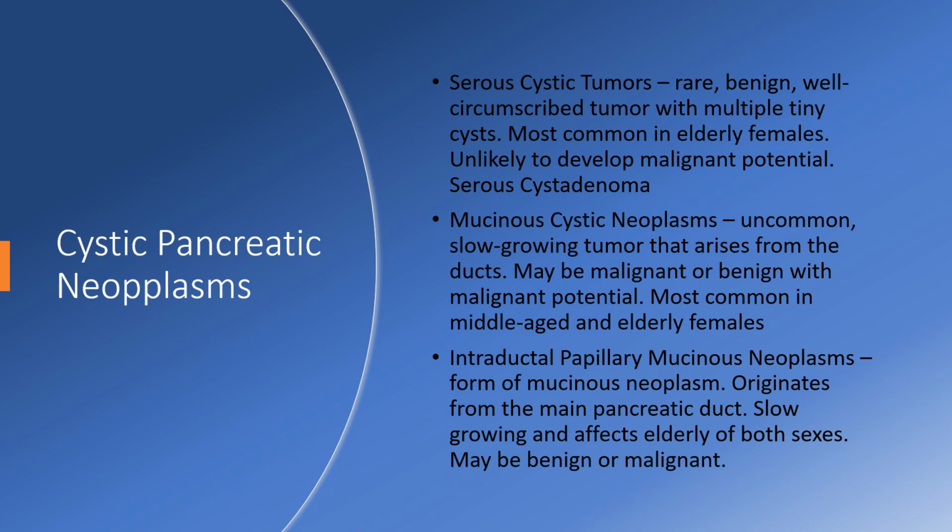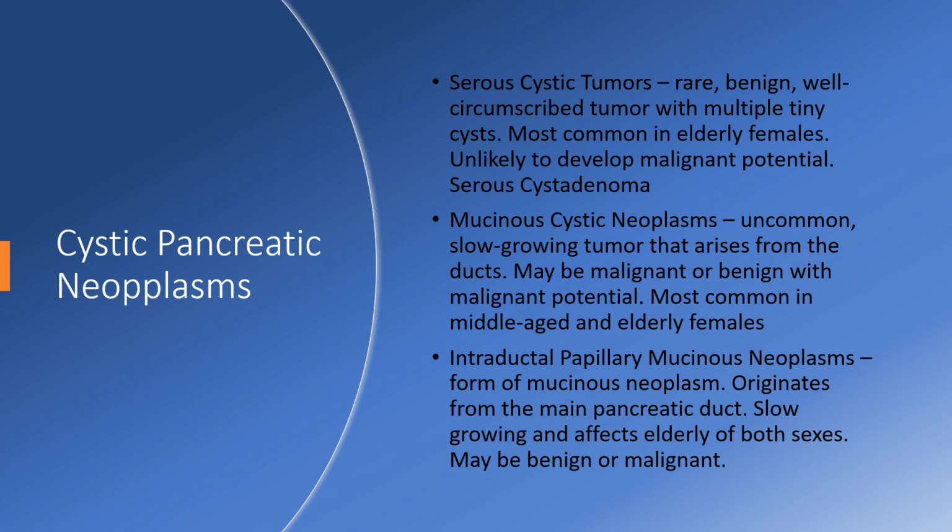These are rare, they're benign, they're going to be well circumscribed, so they'll have a nice clear wall with multiple tiny cysts. We see them most often in elderly females, and they're, like I said, very unlikely to develop malignant potential. So these are going to be your serous cystadenomas. Now your mucinous cystic neoplasms are also uncommon.